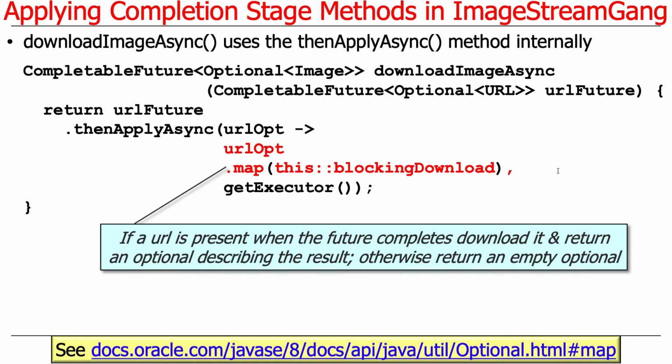So what we're going to do here is use the map method. Optional has a map method, and what this says is only run this method reference, this parameter, this behavior, which is called blocking download. You'll recognize that when we look at it in a second. Only run blocking download if this optional URL has a URL value associated with it. If it has no value because the URL was already cached, then don't run this behavior. So that's what map does. Map only does something if the optional is not empty.